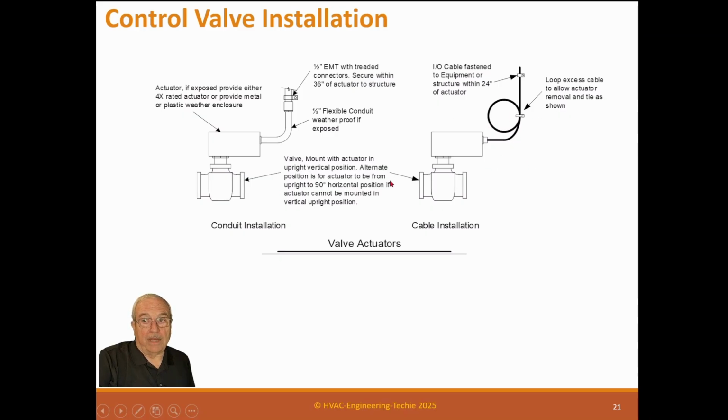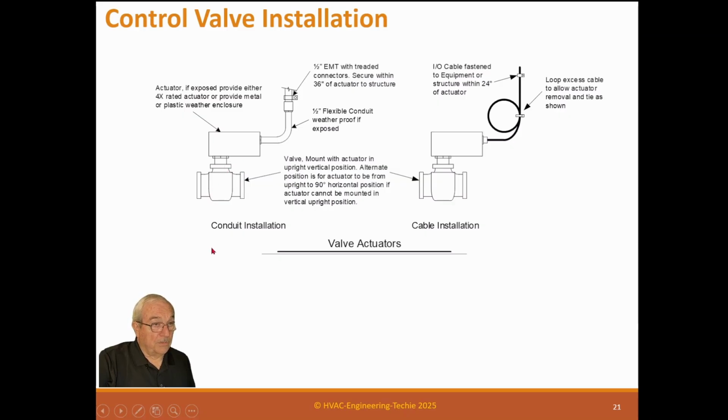Now the valves need to be mounted with the actuator straight up. If it's in a vertical pipe, then it needs to be straight out at 90 degrees. If you need to, this could lay over, but it has to be at least horizontal. Never put it down. The reason for that is the actuator doesn't really care, but if the valve packing leaks, it'll destroy the actuator.